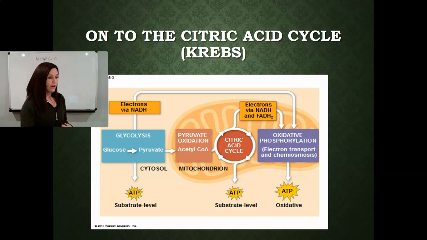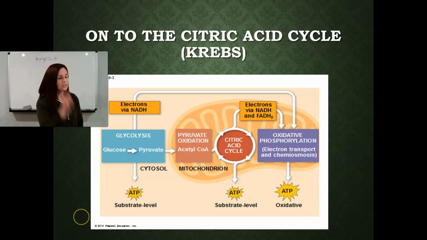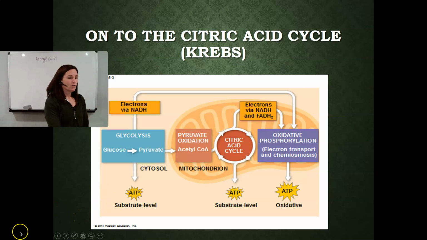So at this point, what we have done is we have taken glucose and we have turned it into 2 pyruvate molecules. And remember, we did that in the cytosol. And then in our transition step, we moved the pyruvate into the mitochondria, and we changed the pyruvate into acetyl coenzyme A.